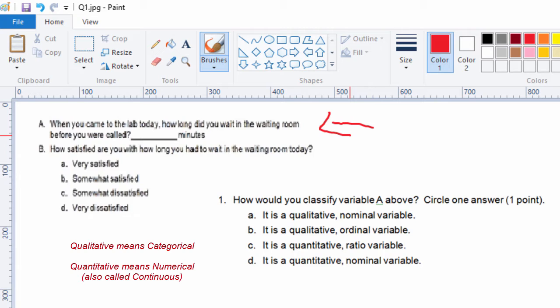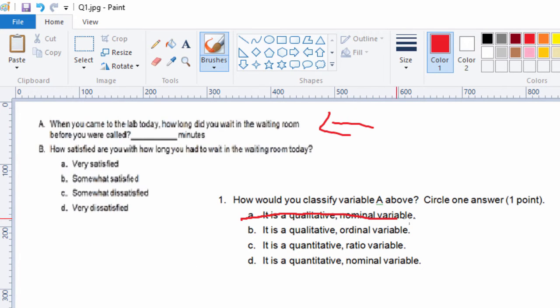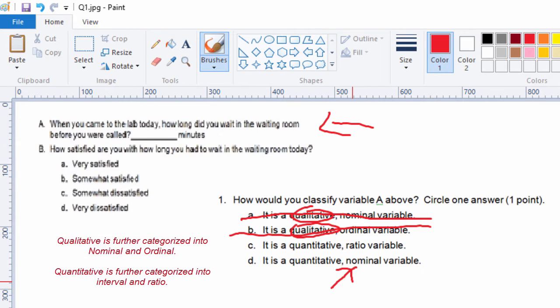So already we know that it can't be this first one because of the qualitative here, and it can't be the second one, so let's eliminate those. So it's got to be C or D. Now I just want to call attention to D. See this nominal? Nominal only applies to qualitative, and so this can't be it.